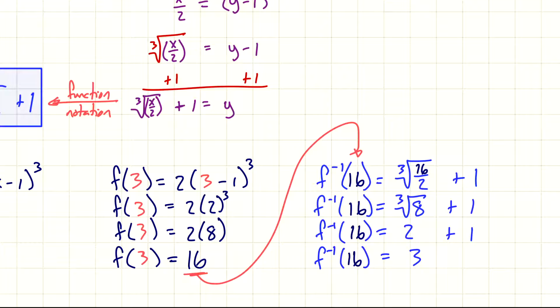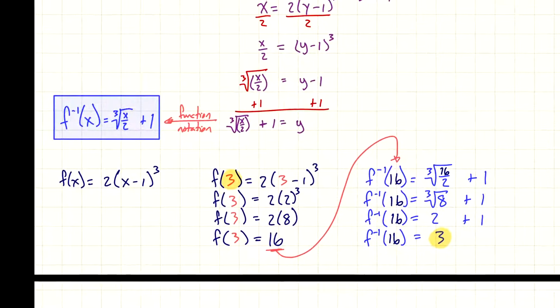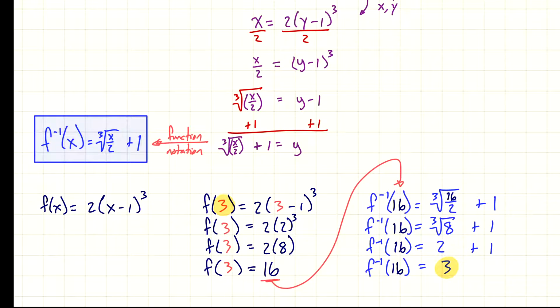You'll notice, hopefully if we did this correctly, this 3 should be the same 3 that we plugged in initially. All right, we got the same number. Awesome, which means, therefore, this is the inverse. That means we did the first steps correctly.